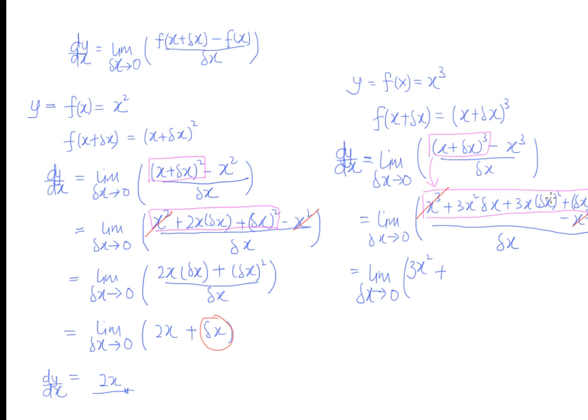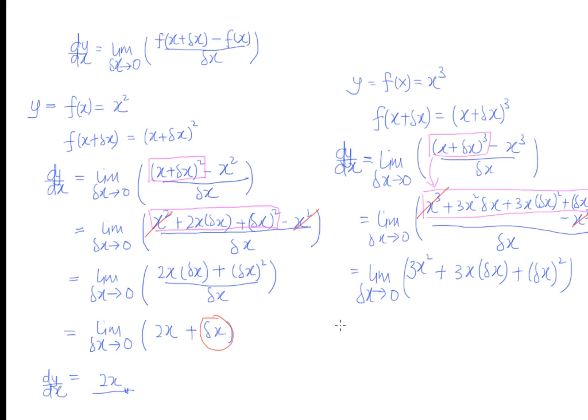Similarly, we have 3x (delta x) squared divided by delta x. That gives me 3x, and I'll be left with one delta x at the top. Now this is (delta x) cubed divided by delta x. That gives me (delta x) squared.